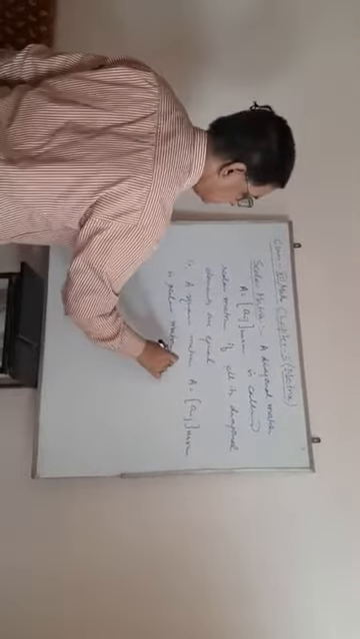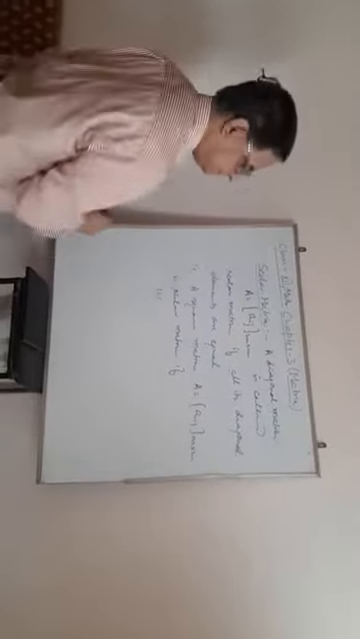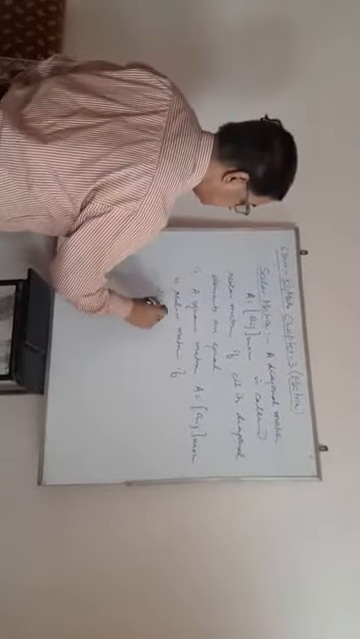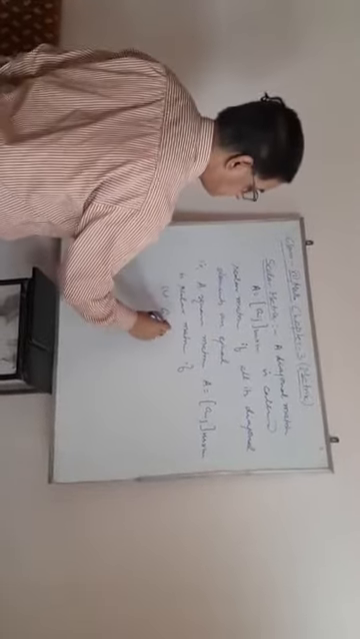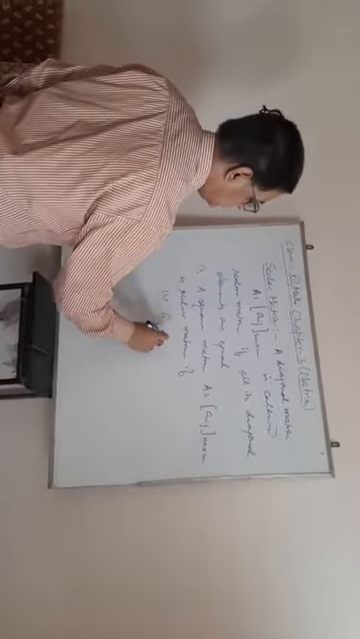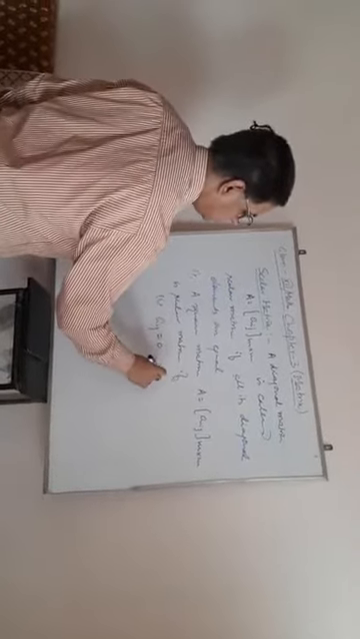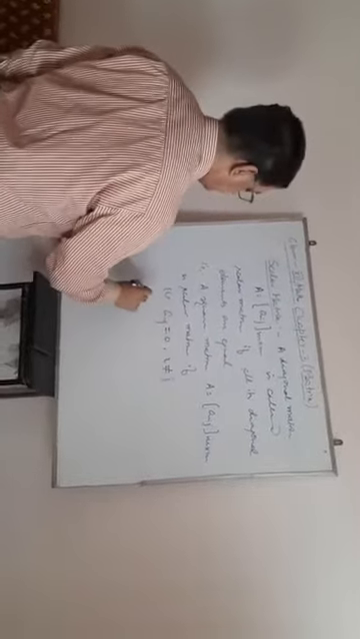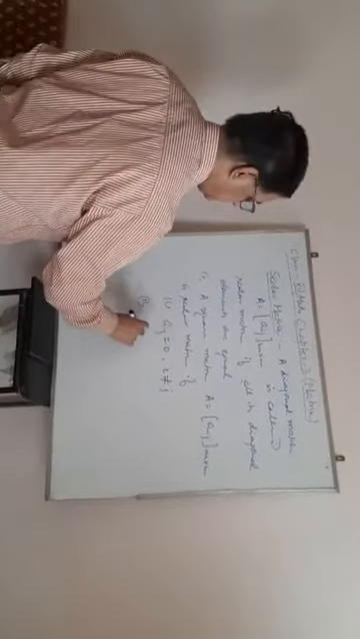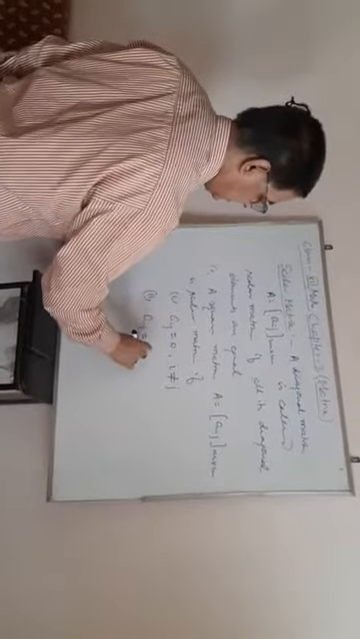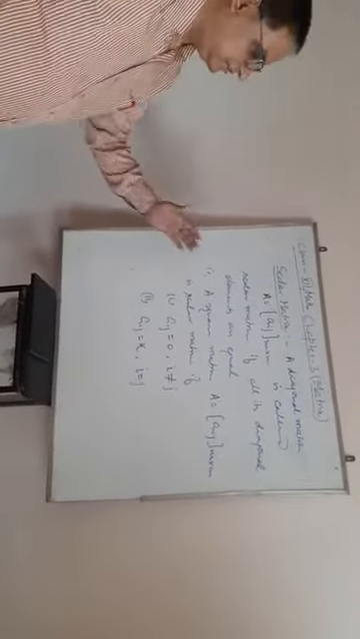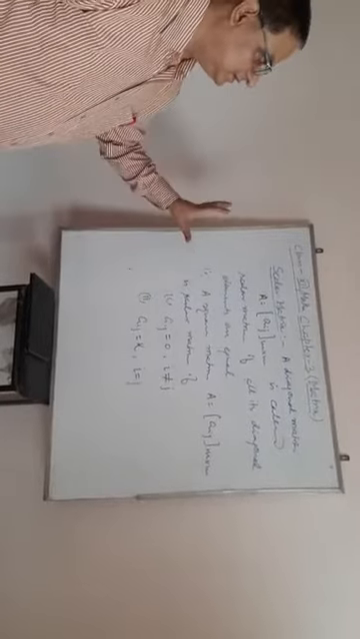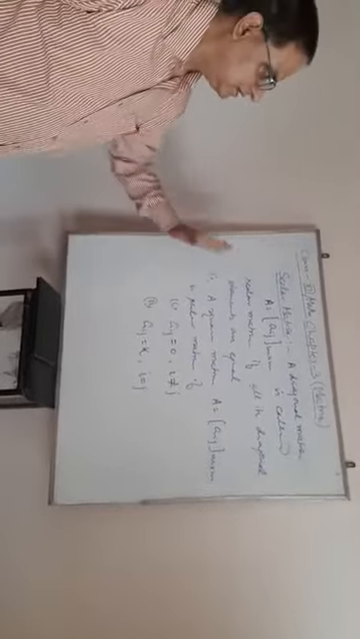if first, Aij equal to 0 for all i not equal to j, and second, Aij equal to k for i equal to j. So if any square matrix satisfies these two conditions, then that square matrix is called a scalar matrix.